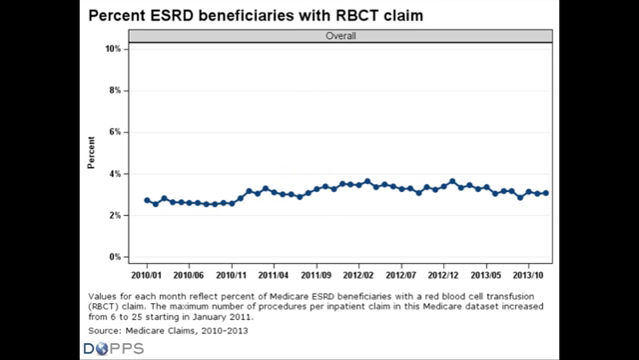Turning to transfusions at the patient level, again on the left side of the graph, in January 2010, 2.7% of patients had a claim for red blood cell transfusion in that month, and on the right side in December 2013, 3.1% of patients had a transfusion claim. The peak value was right around April 2012, 3.7% of patients. So although there was a brief increase in transfusions through 2011, it appears that the proportions are returning back to the 2010 baseline levels.